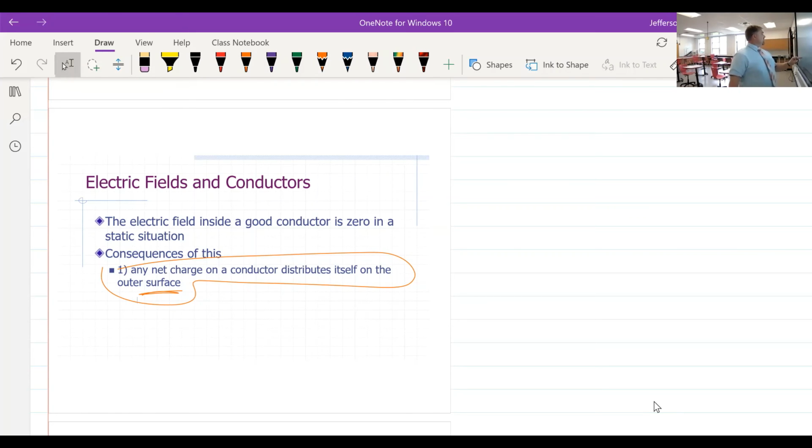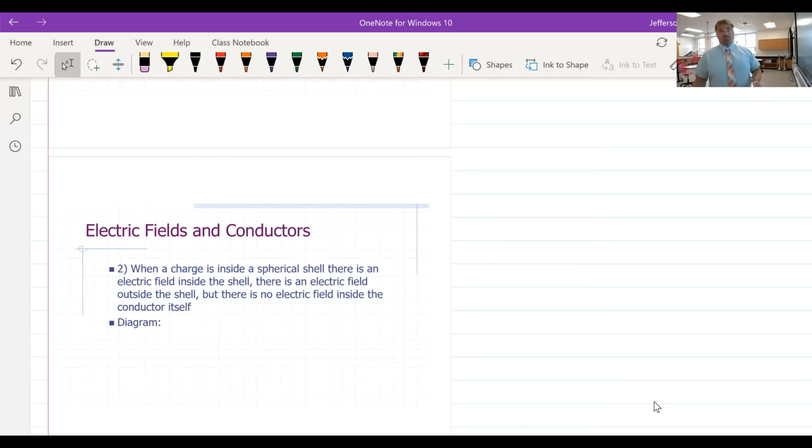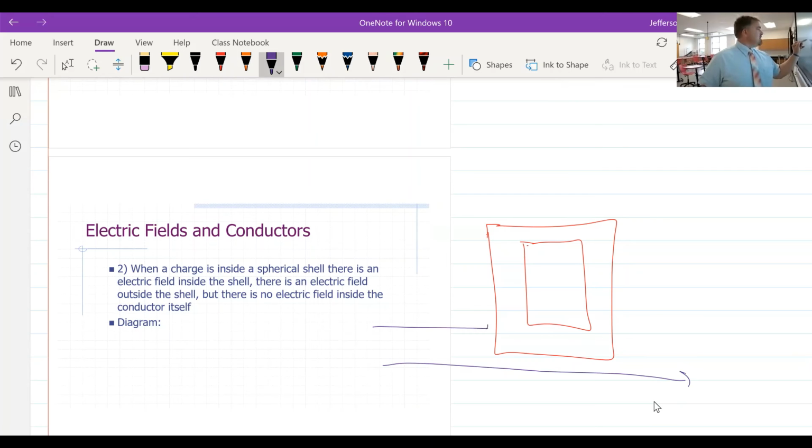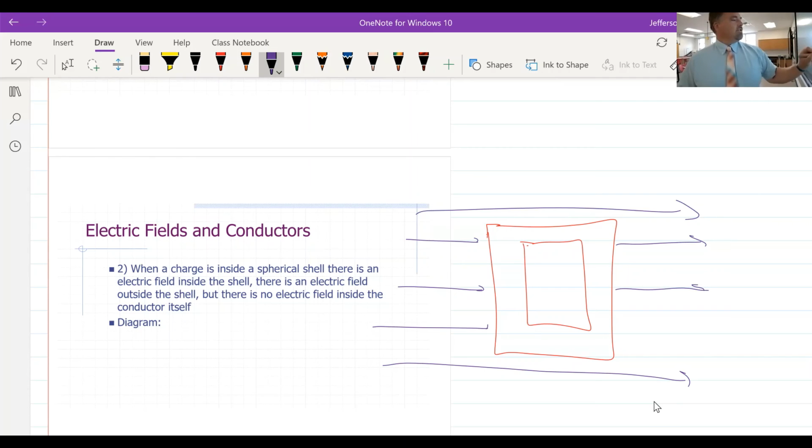The second thing is, if there's a spherical shell, you'll have no electric field inside the shell itself. So let's say here's your shell. Let's make it a rectangular thing. If I have an electric field that goes like this, there's no electric field inside of that conductor. Okay? And again, I'll go through this in more detail tomorrow as well. So I just want to give you the bare basics.